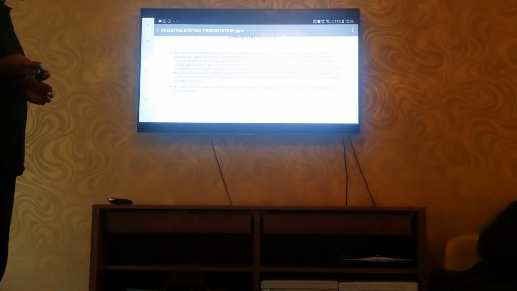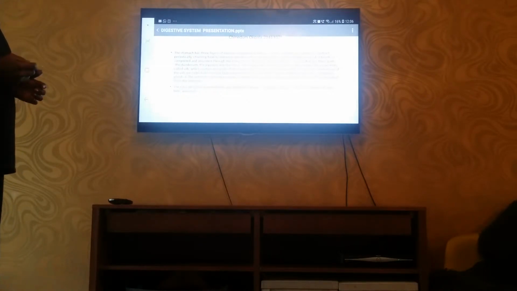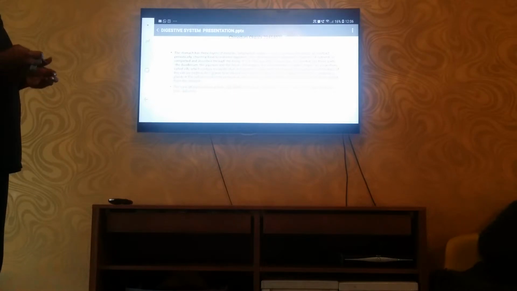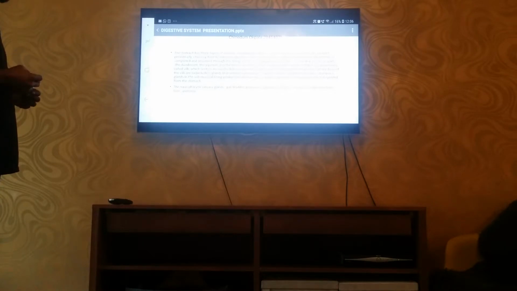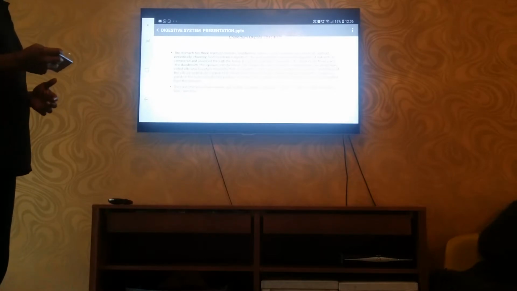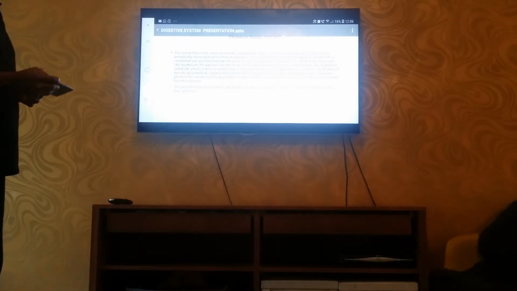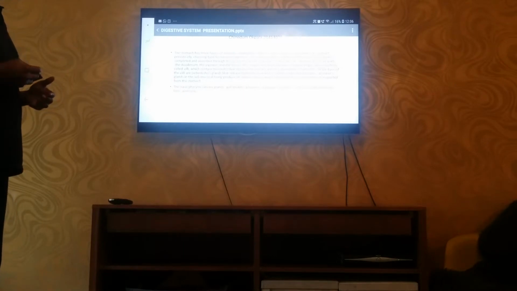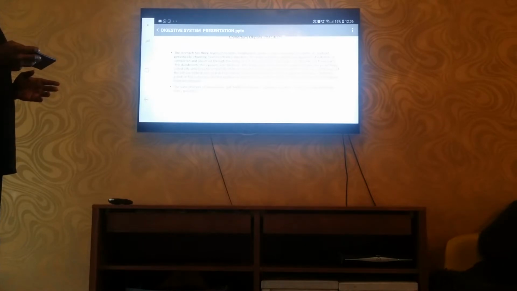The salivary glands, the gallbladder, the pharynx, the esophagus, the stomach, the small and large intestines, liver, and pancreas all aid in the digestion of food, and these all form part of the digestive system.